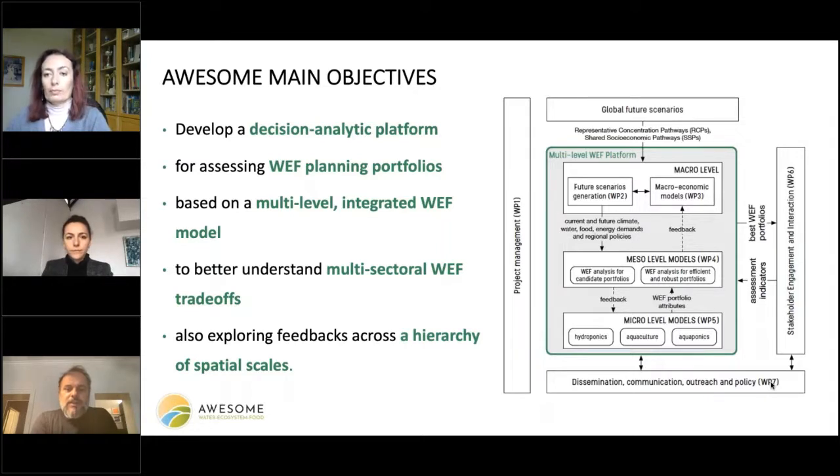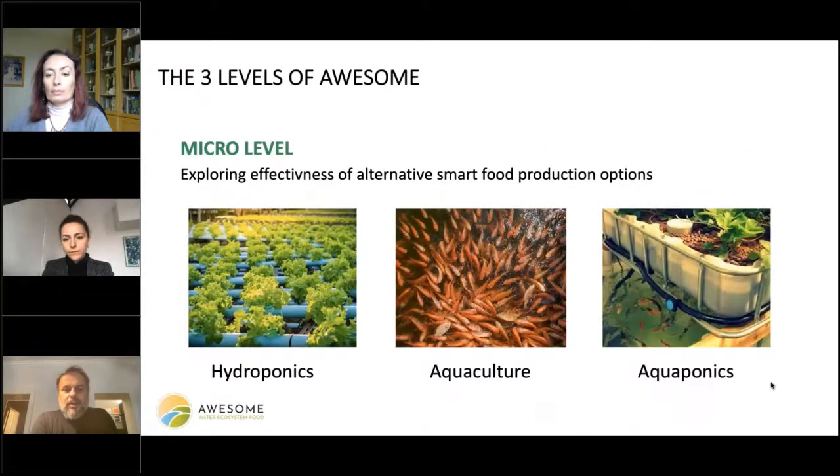And the idea is to design some portfolios, which are planning options, which are then evaluated across these 3 scales, which goes from a micro scale, where we have a demonstration site, where we are exploring aquaponics, which is the combination of hydroponics and aquaculture, and try to infer and retrieve from these experimental experience some parameters, some information to be used at the mesoscale level, which is where we are looking.